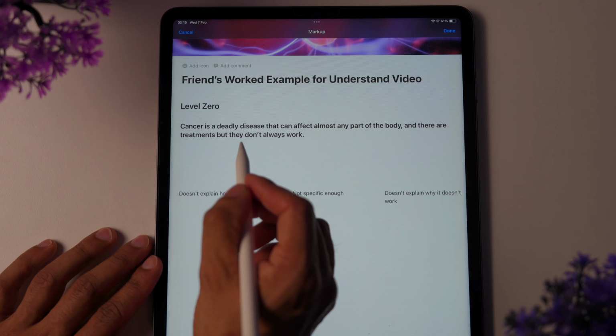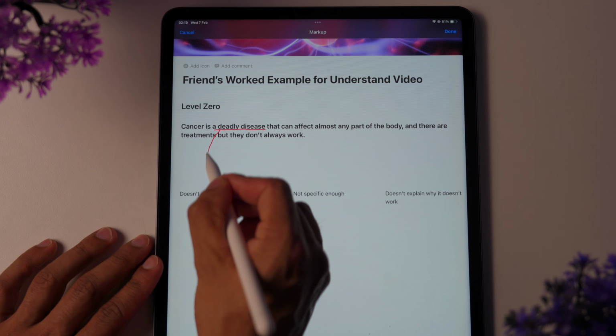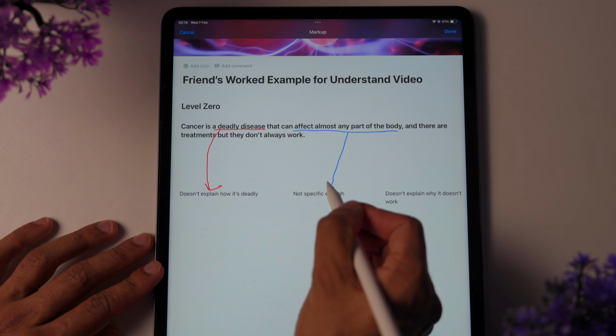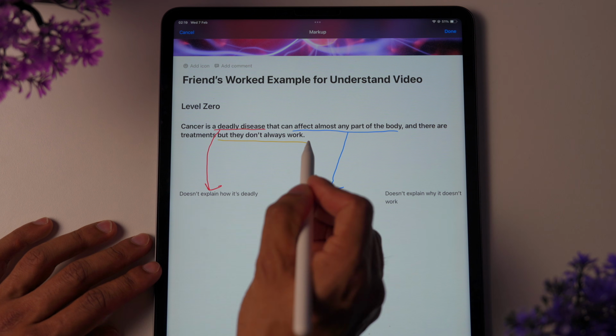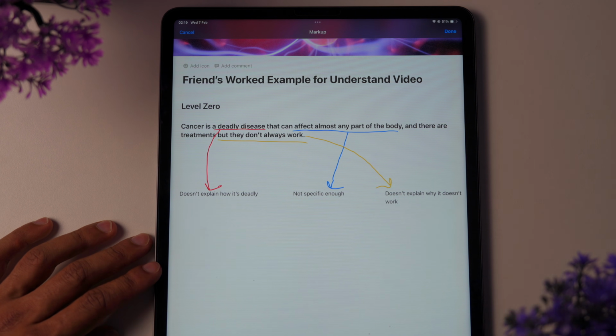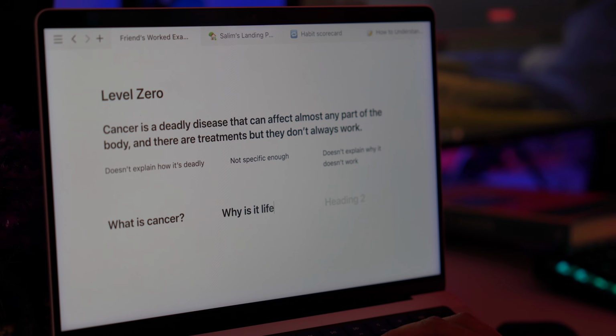You can figure this out by seeing whether you understand the definition of words and seeing whether some bits aren't specific enough. Like in the example, life-threatening disease doesn't explain why cancer is so bad, any part of the body isn't specific, and saying there are some treatments doesn't explain why it's difficult to treat. So now to improve understanding, break down your analysis into key questions to find the answers. So for this example, that's searching for what cancer is, why it's life-threatening, what treatments there are, and why it's difficult to treat.